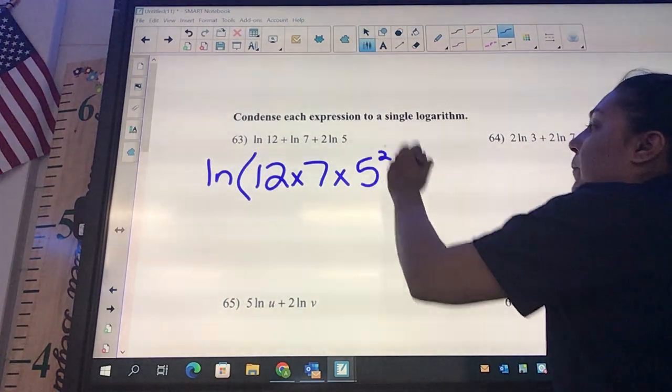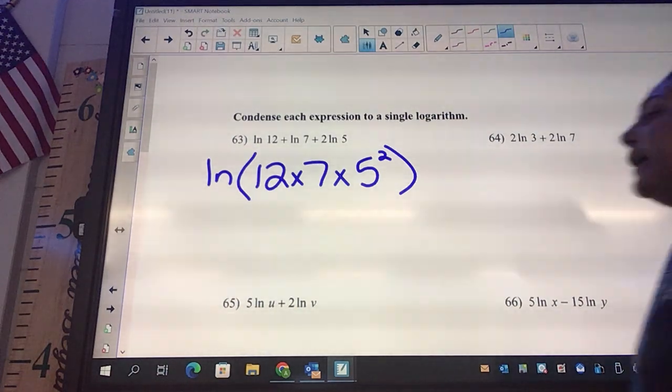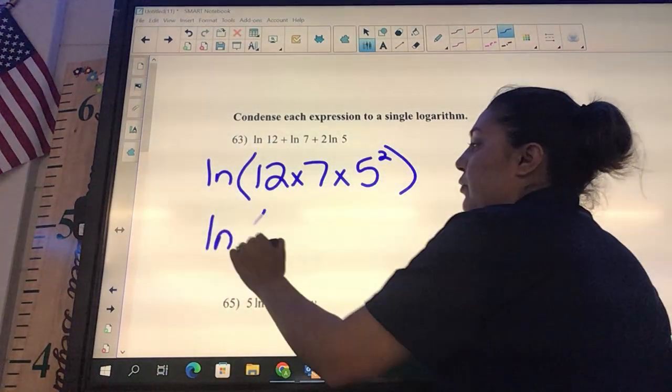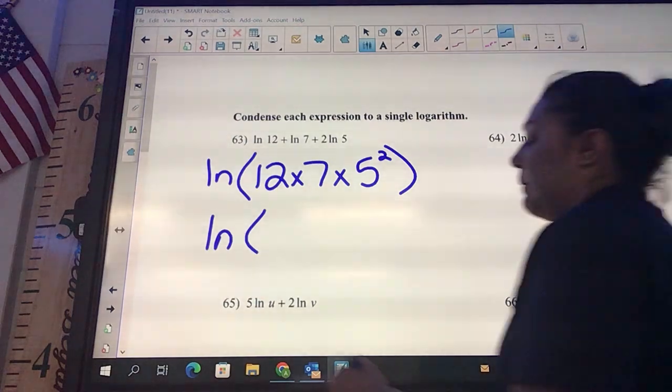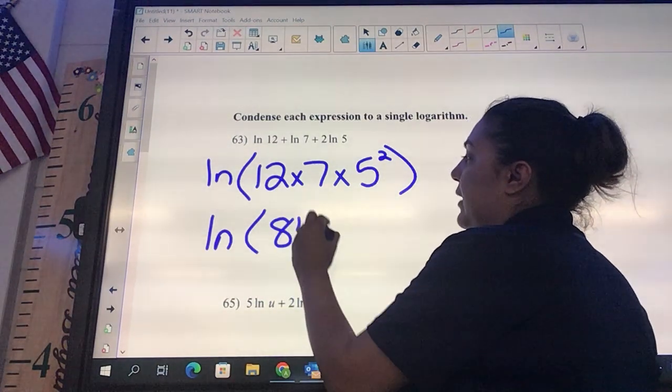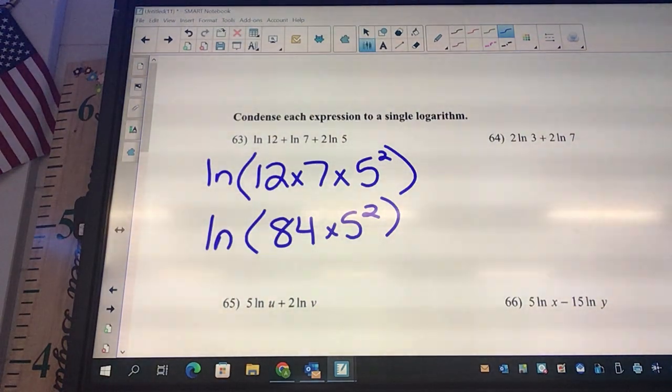Okay, on your test, because it's multiple choice, your answer is going to look like this. Natural log, what is 12 times 7? 84. So it's going to be 84 times 5 squared. That's what I taught you the last time we did it too. The ones that were singles, you multiplied. The ones that were exponents, you left alone.